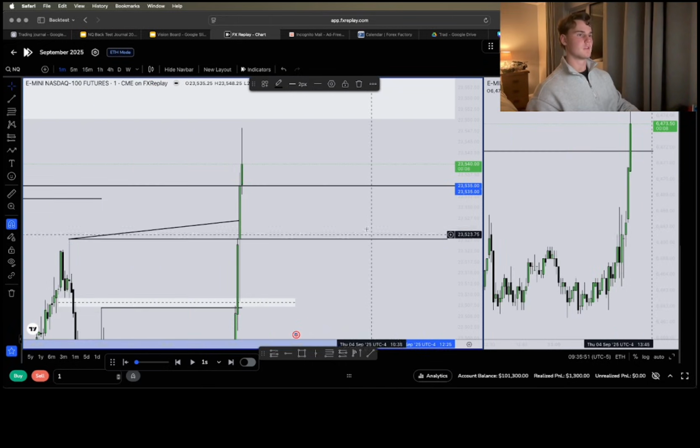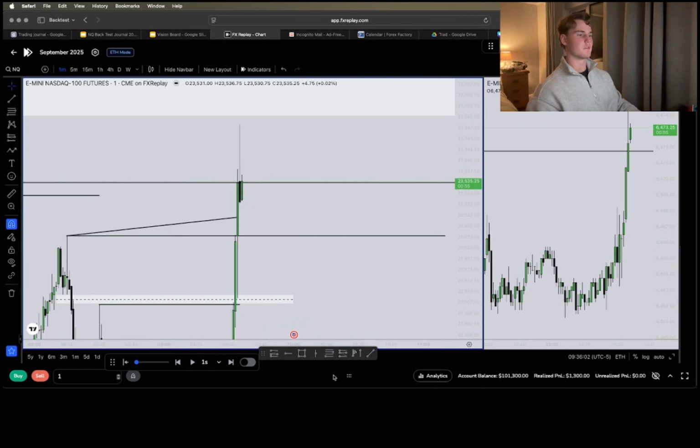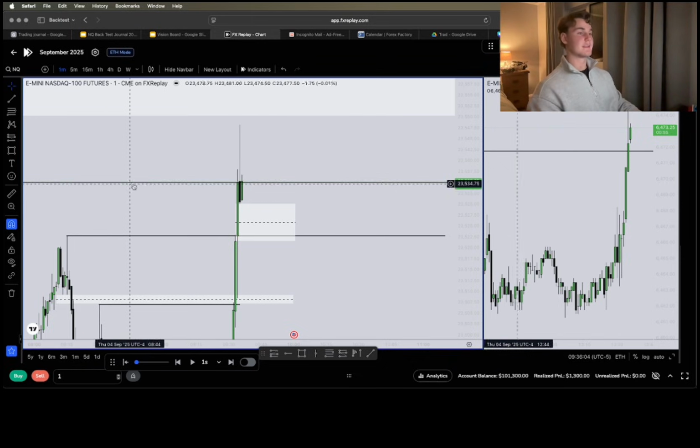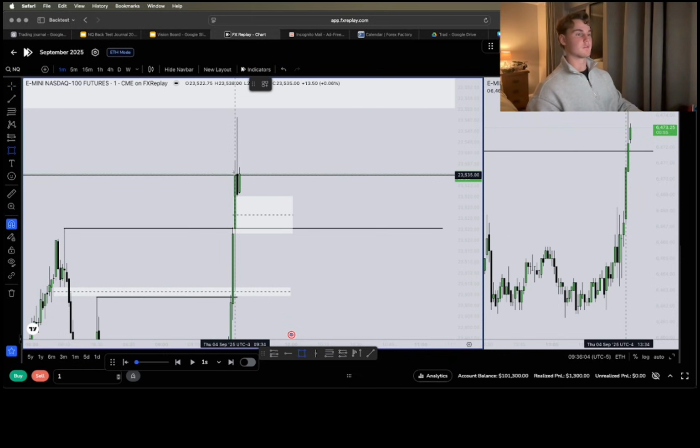Okay. So now we've made the external manipulation. What am I going to be referring to? The 1 minute BISI as my pivot point, because we've made an external manipulation. Now, what am I going to be referring to? The BISI and the order block.